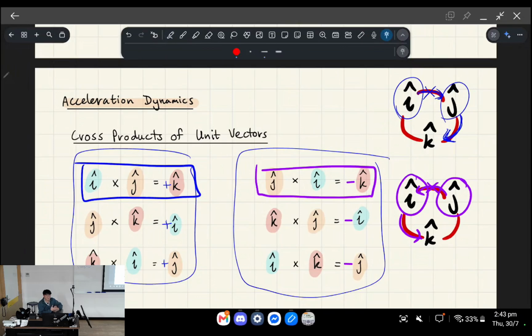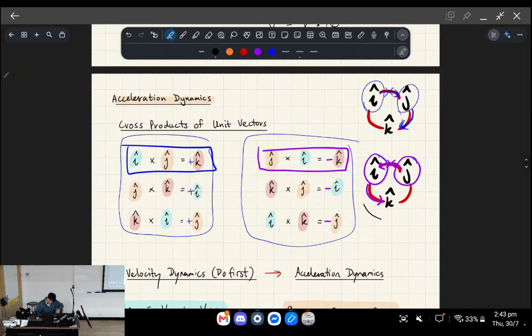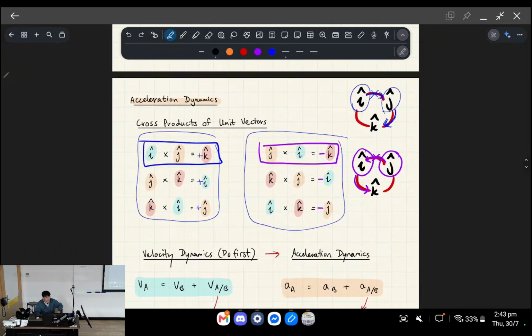Does that make sense? Kind of. So just keep this little diagram in mind. This is a good way to remember whether you get a positive or a negative when you do a cross product, okay?